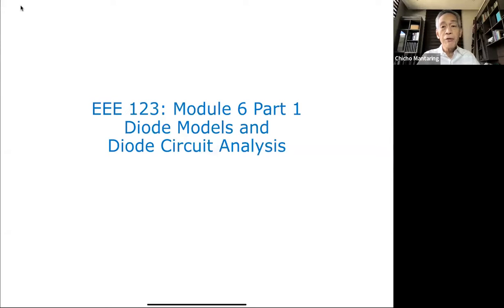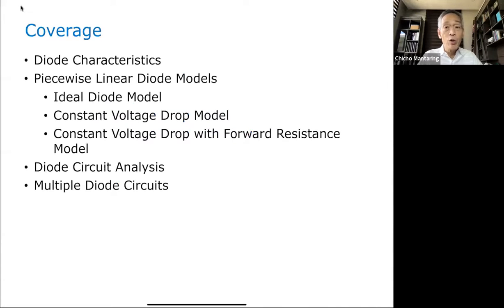Okay, so the diode is the first electronic circuit element that you're going to be studying. And this is what I hope to be able to cover today. First, we're going to take up diode characteristics. And then we're going to take up the piecewise linear diode models. There are 3 models that I'm going to introduce to you: the ideal model, the constant voltage drop model, and the constant voltage drop with forward resistance model. Then we're going to go into diode circuit analysis. First single diode circuits, and then we're going to cover multiple diode circuits.